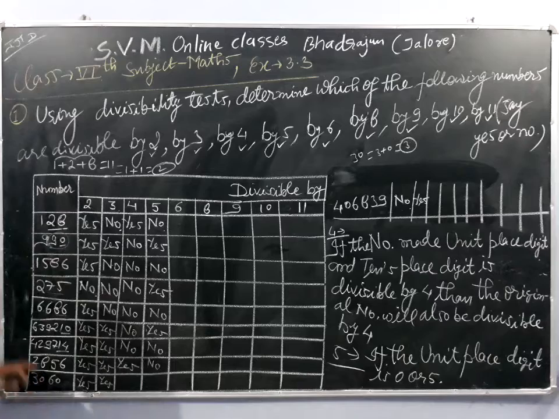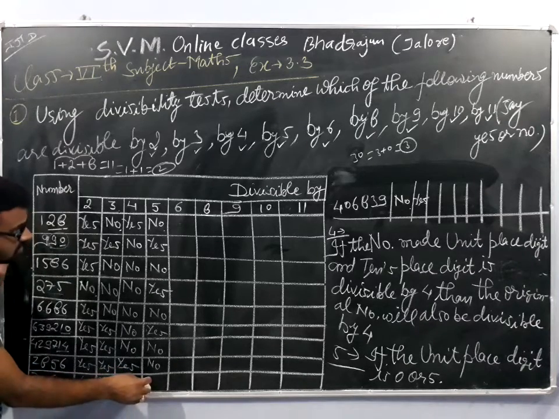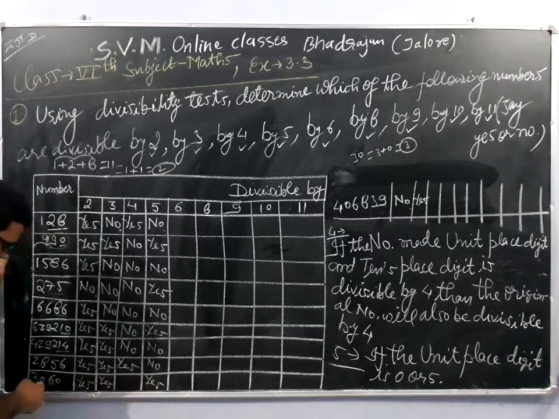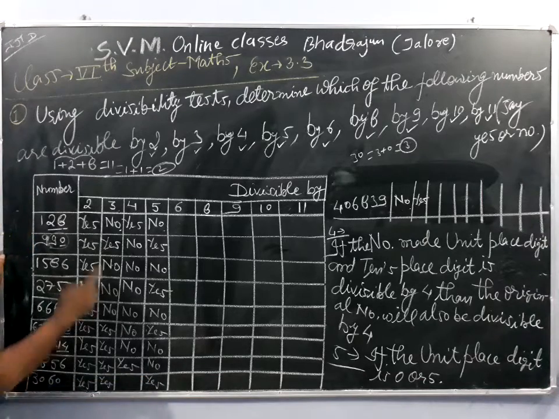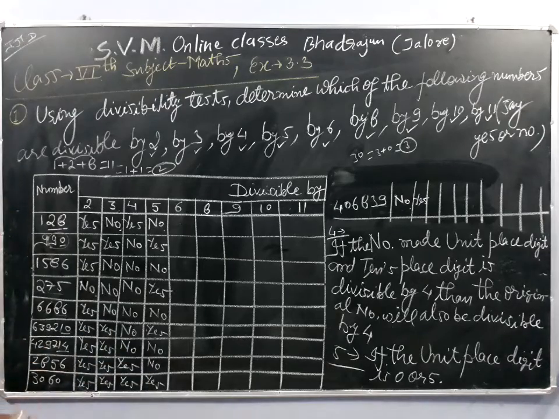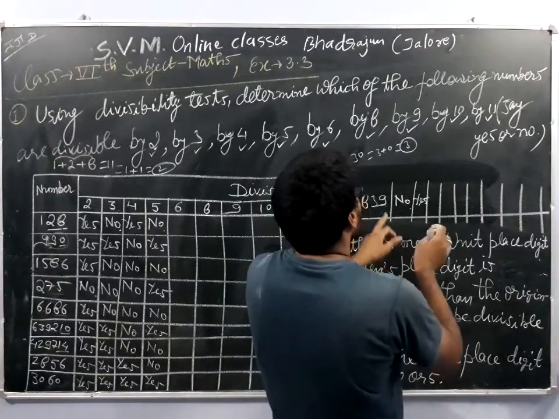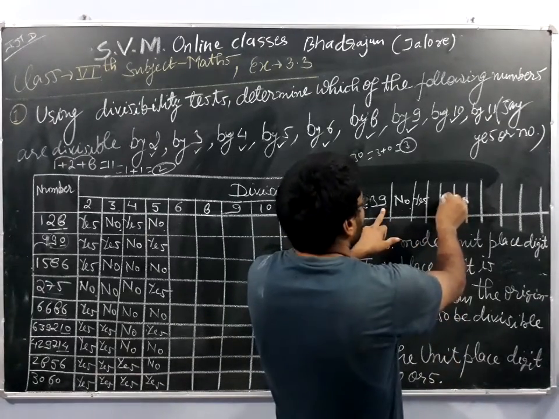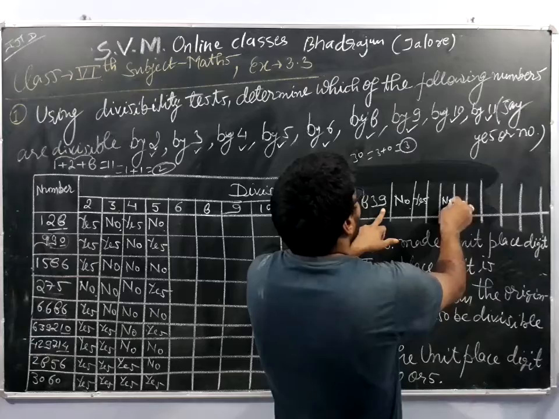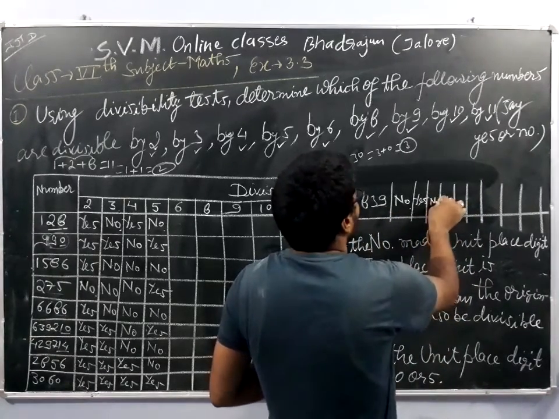Now let us move to our 3060. Our response for 5 is yes, and for 4, because 60 is also divisible by 4, the whole number is also divisible by 4. So our response is yes. Now let us move towards this number. Unit place digit is not 0 or 5, so our response is no. And 39 is not divisible by 4, so the number will not be divisible by 4.